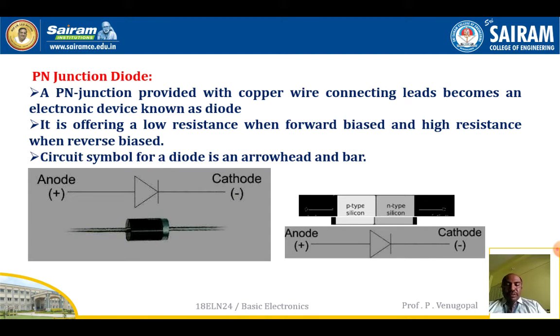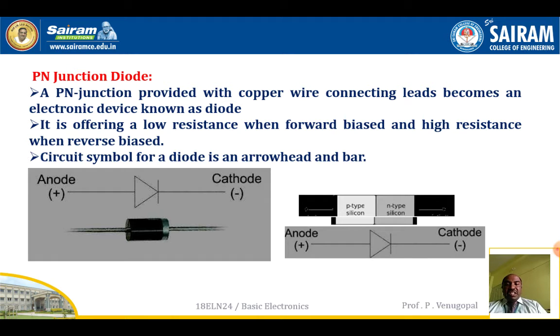Next is the PN junction diode. You are all aware of the PN junction diode. The P-type semiconductor and N-type extrinsic semiconductor are chemically combined using a fabrication technique, and we get an electronic device called the PN junction diode. The diode is an active element which allows the current to flow in the forward direction and blocks the current from flowing in the reverse direction.